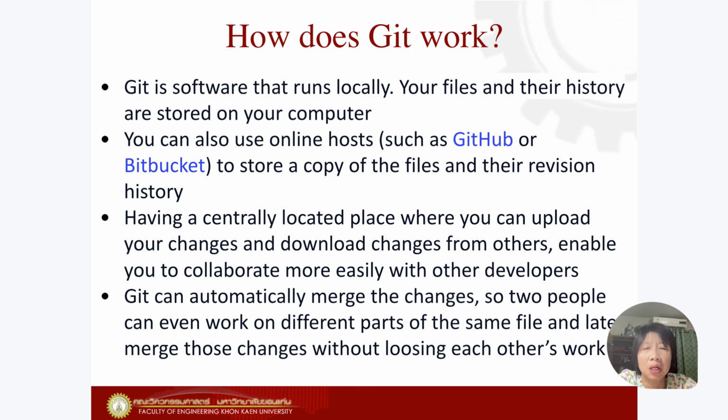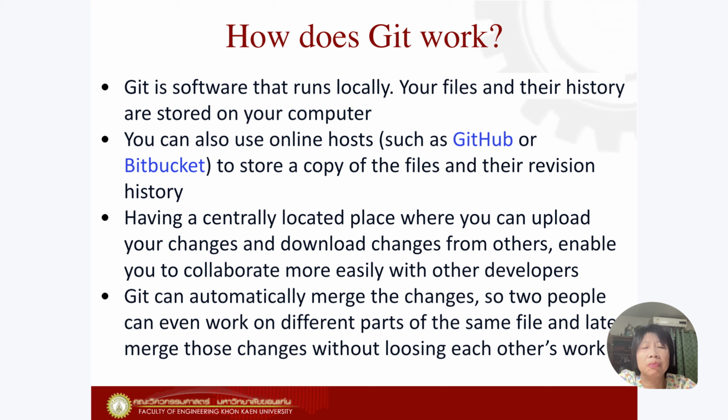So how does Git work? Git is software that run locally. Your files and their histories are stored on your computer. But you can also use online hosts such as github.com or bitbucket.com to store a copy of files and their revision history. And having a centrally located place where you can upload your changes and download changes from others. This enable to collaborate more easily with other developers. So if you want to work with others, then you need to use online hosts such as github.com. And in this class, we're going to use github.com.